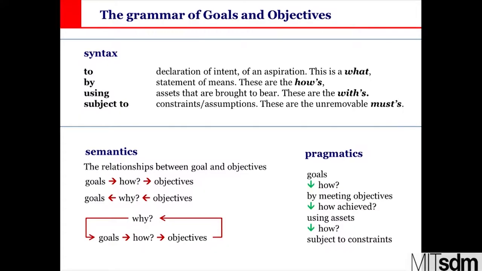Here's one, right? What are the semantics? Goals specify a how. And the how defines the objectives. You have an objective. Why you want to achieve that objective? The question is why? That defines the goals. So you see this semantic relationship between goals and objectives. My apologies to Eric if I'm getting this wrong, okay? Pragmatics: once you have a goal, how do you achieve the goal? How is by meeting objectives. How you meet objectives is by using assets. How do you use the assets? Subject to constraints and capabilities. Everything I say is consistent and coherent.